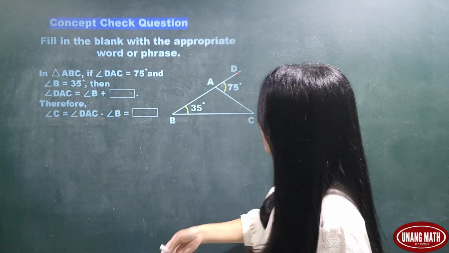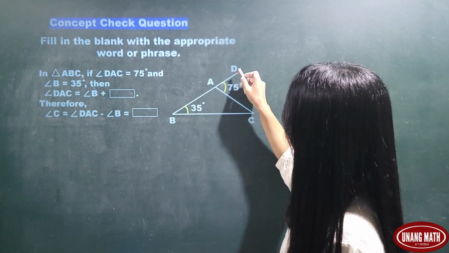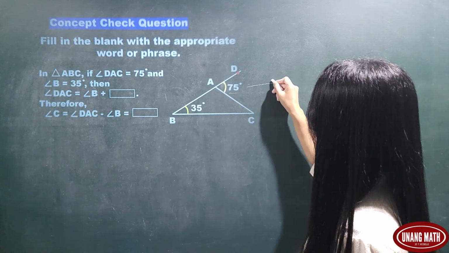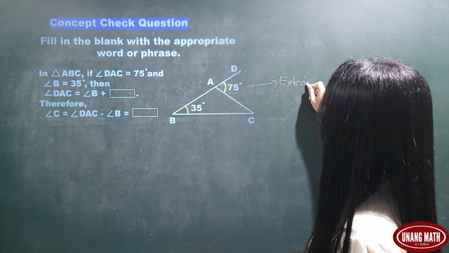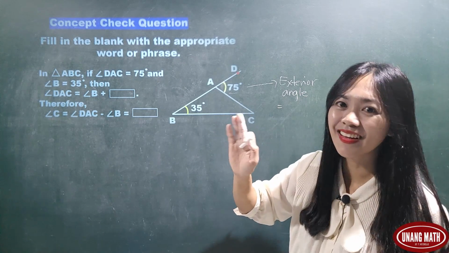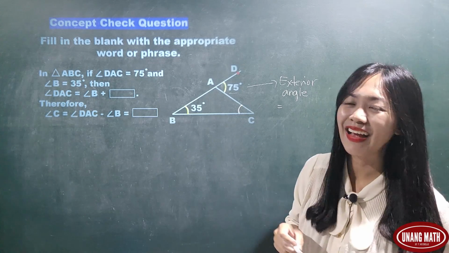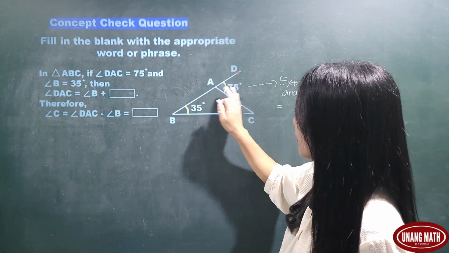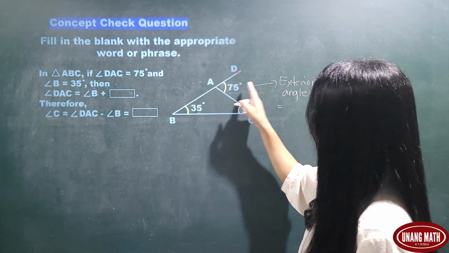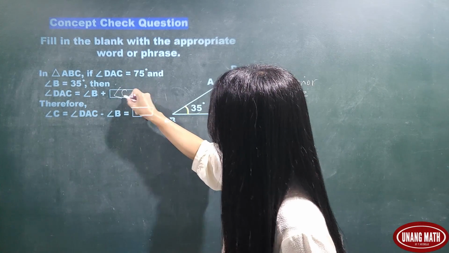In triangle ABC, where's triangle ABC? This triangle. If angle DAC is equal to 75 degrees, so meaning this angle is equal to 75 degrees, and this angle is our exterior angle. Again, the exterior angle is the sum of the two non-adjacent angles. So where are the two non-adjacent angles? This angle and this angle. If angle DAC is equal to 75 degrees and angle B is equal to 35 degrees, then angle DAC, which is our exterior angle, is equal to angle B plus angle C.